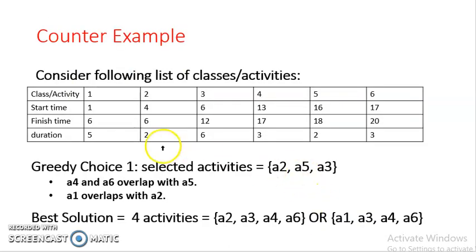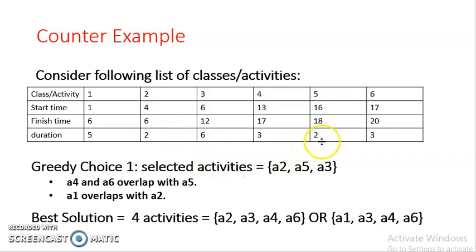But consider this example. Now you have these 6 classes and you have the start time and the finish time, and these are the durations. Now you have to sort the activities in increasing order by duration, and then you'll apply the greedy choice, which is to select the shortest activity. So the first activity that you choose is A2.